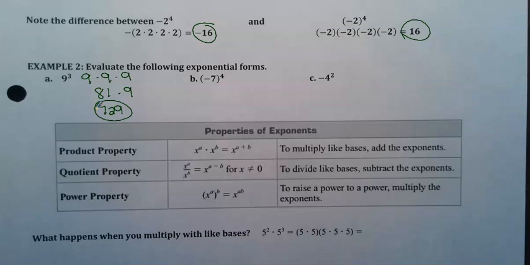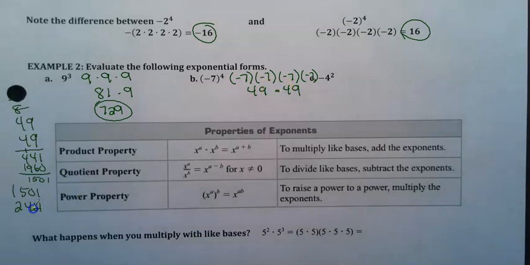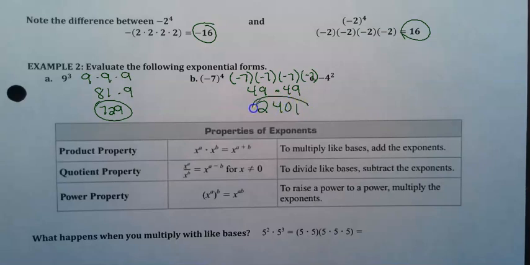How about B then? Good. So this would be 49, right? Times a positive 49. That's true. All right, so then 49 times 49 was, what did we decide? 2,401. Okay. All right, how about C?